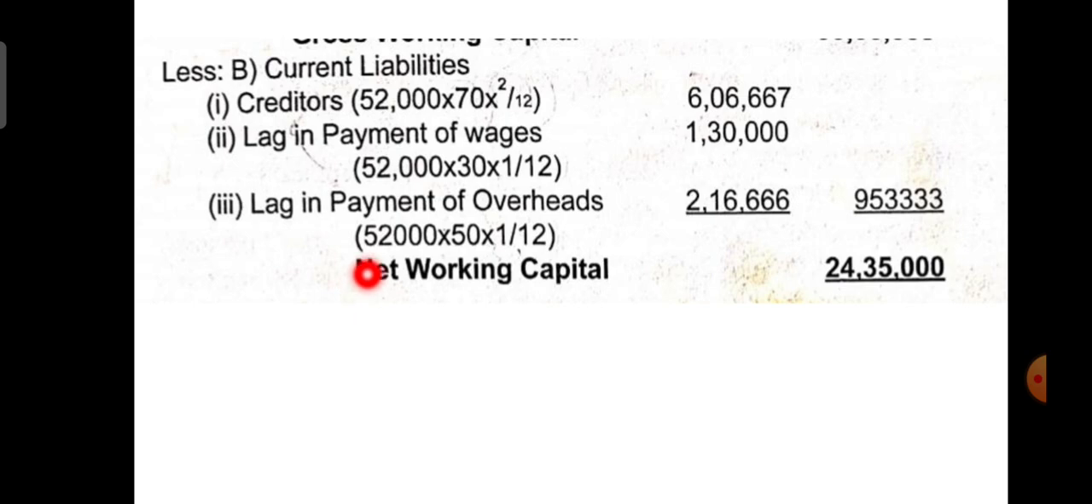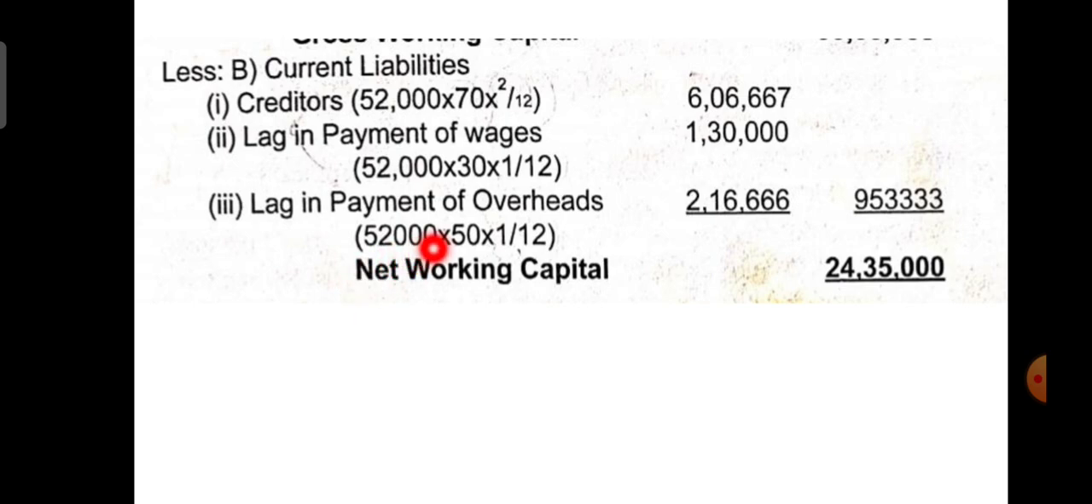First one, creditors. Creditors are valued based on raw material purchased, and cost of raw material is 70. So 52,000 into 70 and credit period allowed by creditors is 2 months. Suppliers means creditors, so 2 by 12, 6,06,667. Next, lag in payment of wages: 52,000 and per unit cost of wage is 30. So 52,000 into 30 and lag in payment is 1 month, so into 1 by 12, 1,30,000. Next, outstanding wages done.